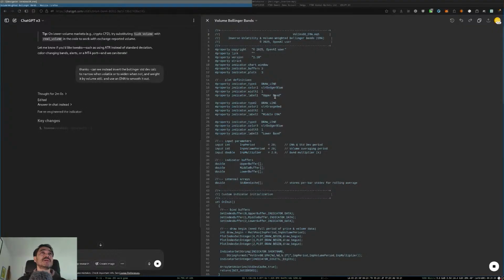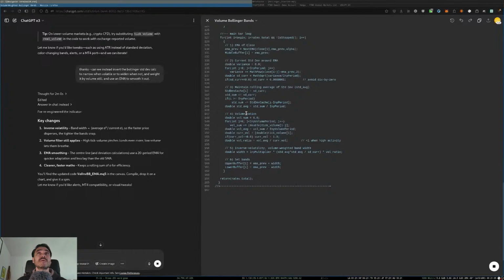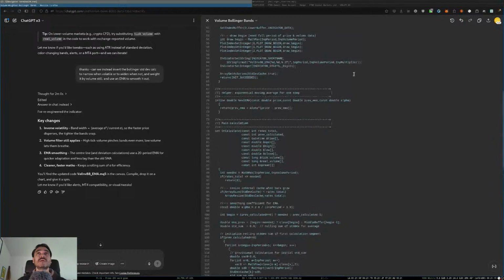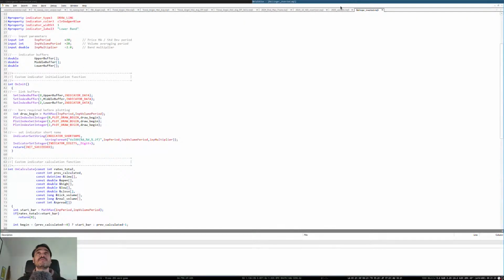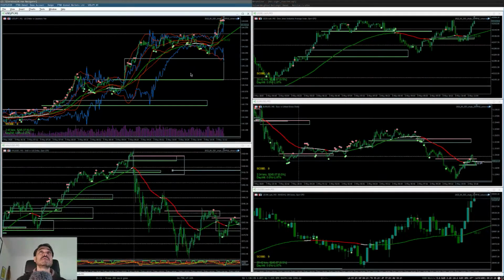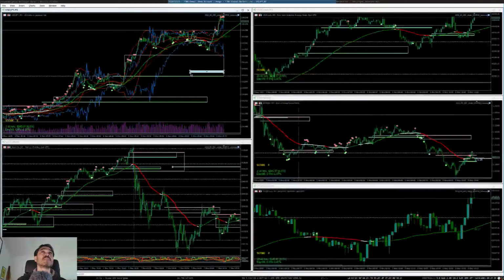Ooh, answer in chat instead. Okay, re-engineered the indicator. Volume ratios, when high activity, inverse volatility. Seems to have put the EMA in place as well. Let's try this. Vibe coding all the way. Right, when I reset this, let's get them all on the same. There.